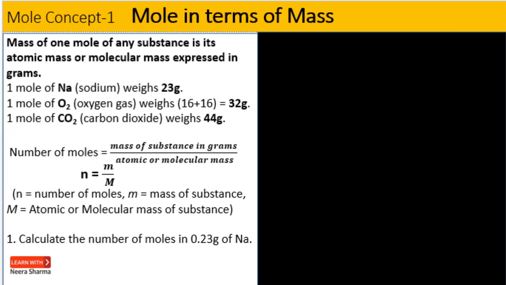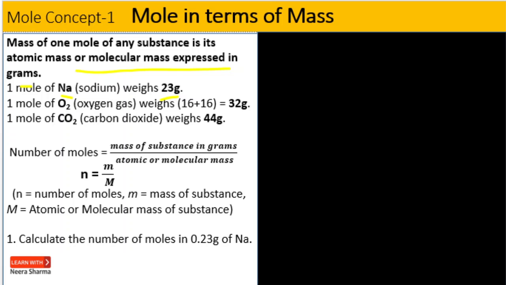Now in terms of mass, what is this mole? Mass of 1 mole of any substance is its atomic mass or molecular mass expressed in grams. So if we take 1 mole of sodium, the atomic mass of sodium is 23. So 1 mole of sodium weighs 23 grams. 1 mole of oxygen weighs, oxygen has atomic mass of 16 U, so 32 grams.